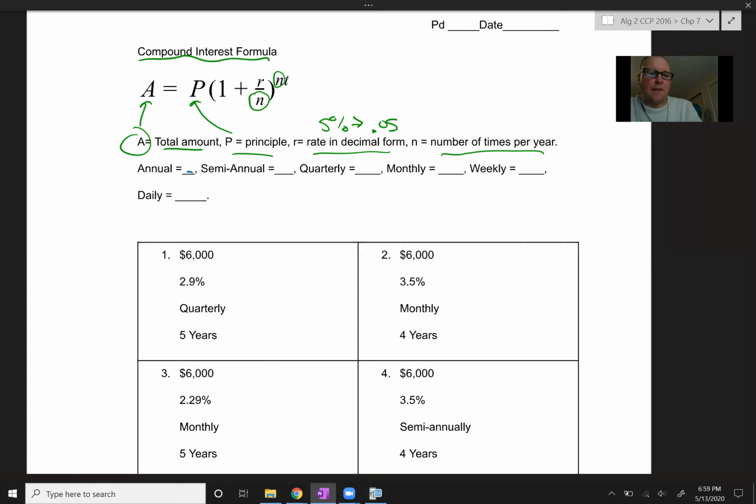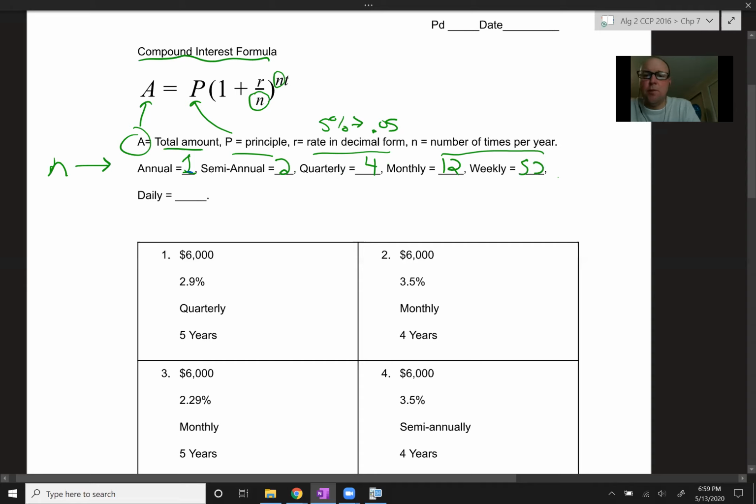All right, so N can be a number of things. If something says in the problem that we're going to compound your interest annually, that's one time per year. Semi-annually, 2. Quarterly, you guessed it, 4. Monthly, 12. Weekly, remember there are 52 weeks in the year. And daily, 365. So in what's going to look like word problems in your practice, here I just laid it out, very plain and simple.